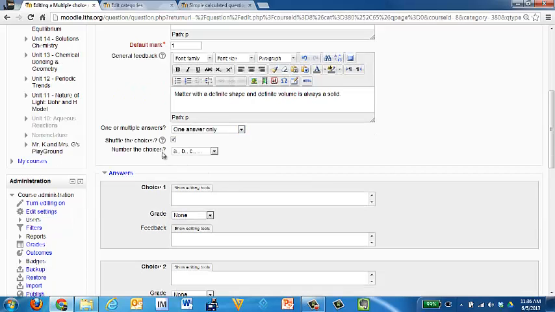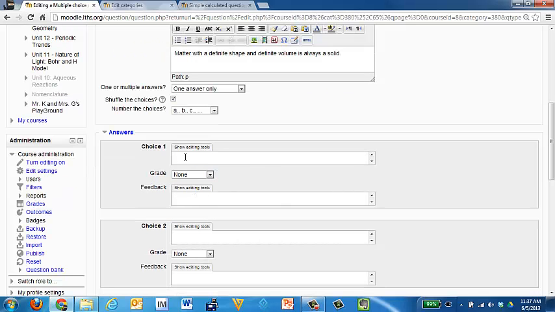The numbering of the choices is ABC. Shuffle the choices. Sometimes we like to check that, sometimes we don't. If you want the choices to appear in exactly the order that you put them in, uncheck this. If you want Moodle to be able to randomize them so that the correct answer isn't always the third choice or the fourth choice or whichever one you've chosen, then you leave that checked. I'm going to leave it checked in this case.